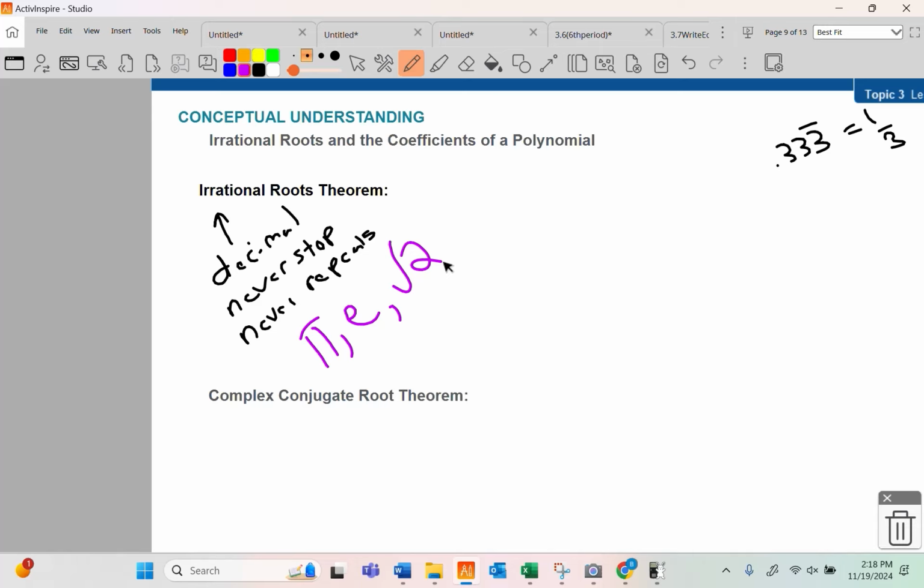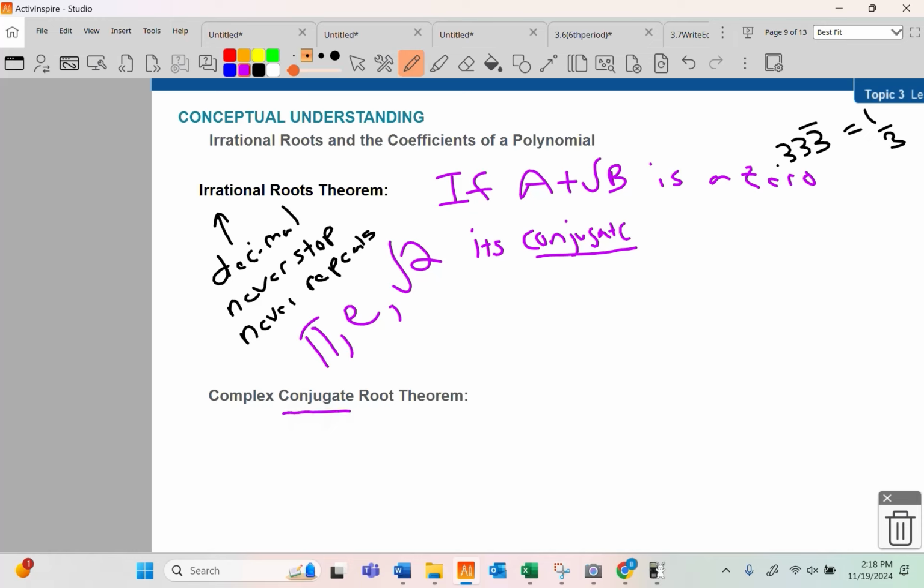The irrational roots theorem says if a plus the square root of b is a 0, its conjugate, a minus the square root of b, is also a 0.